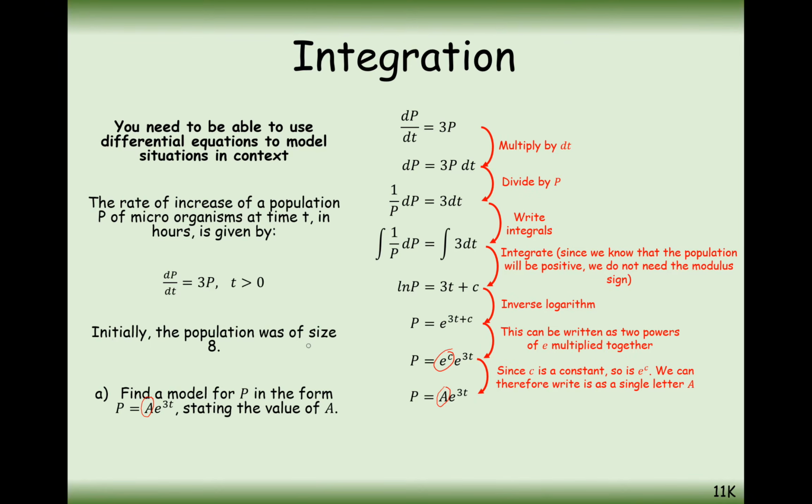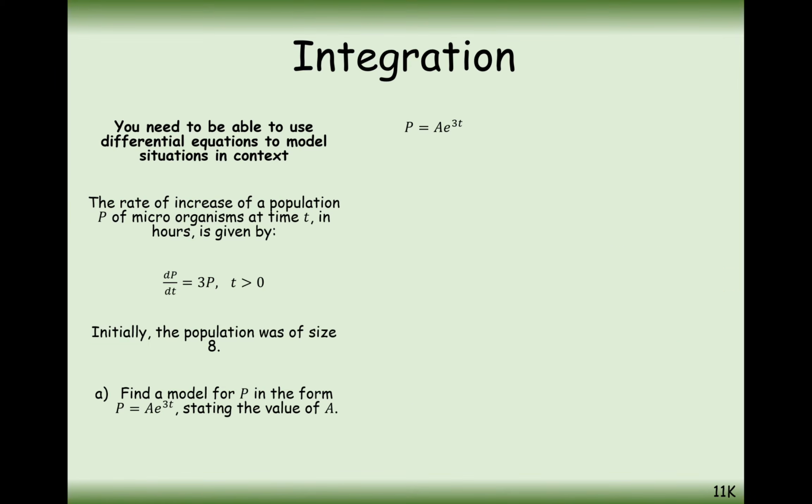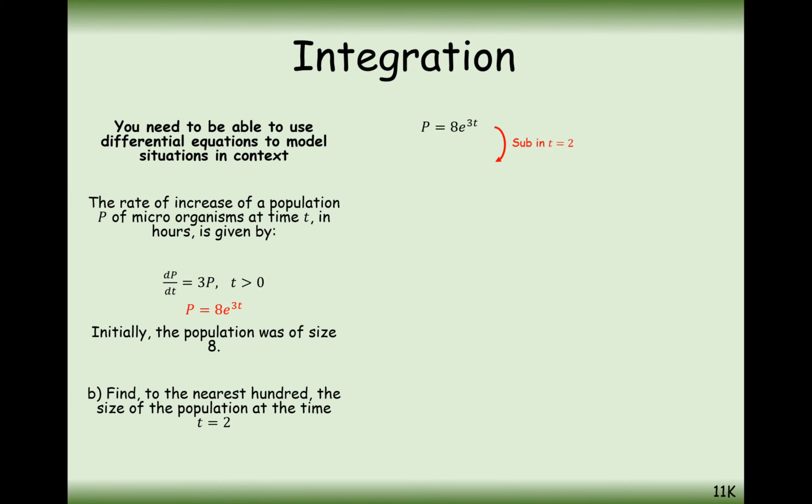Now it says here the initial size of the population was 8, so that means when t is equal to 0, P equals 8. So substituting in those values there, we get A equals 8. So therefore the formula looks like P equals 8 e to the 3t as our final formula. And then they usually give us a part B, C and D type to these questions. So find to the nearest 100 the size of the population when t is equal to 2. All you need to do is just substitute in the value of t equals 2.